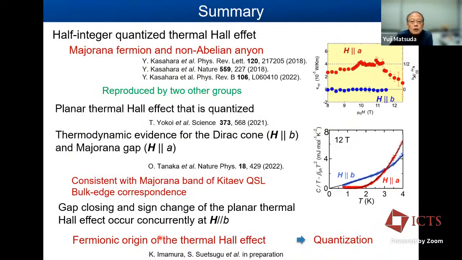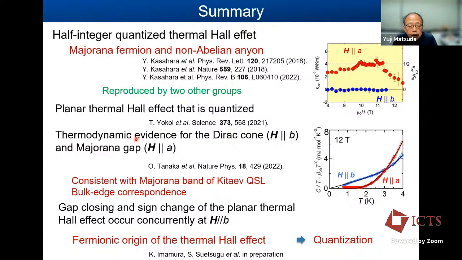Okay, let me summarize my talk. So we observe the half-integer quantized thermal Hall effect. This is evidence of the presence of Majorana fermions and non-abelian anyons. The result is reproduced by two other groups. We also observe the planar thermal Hall effect that is quantized.